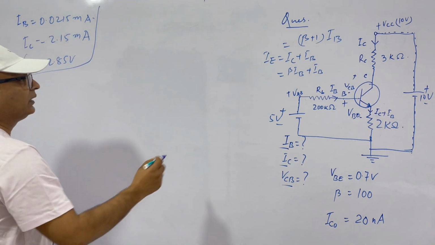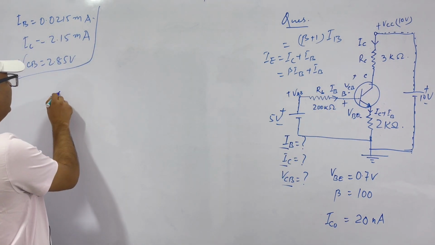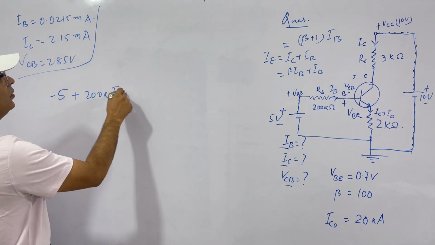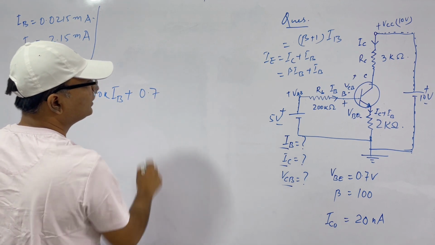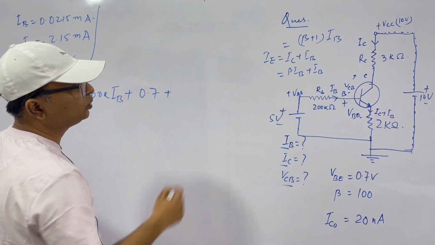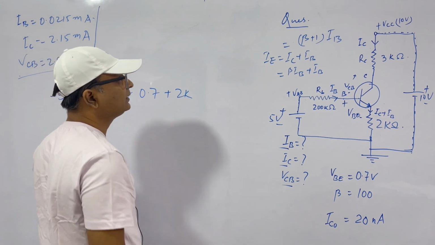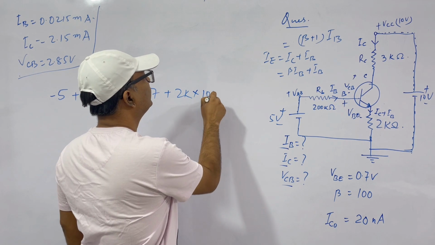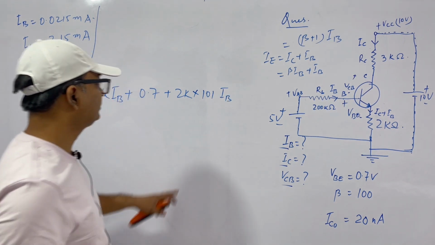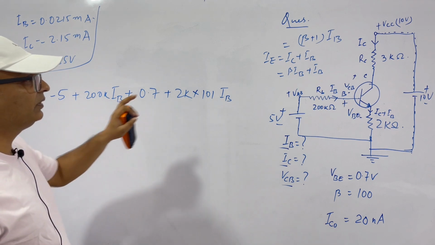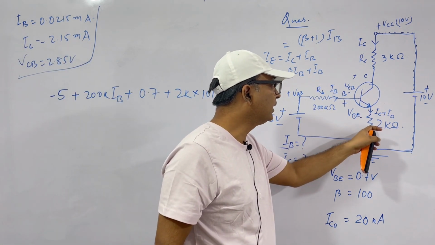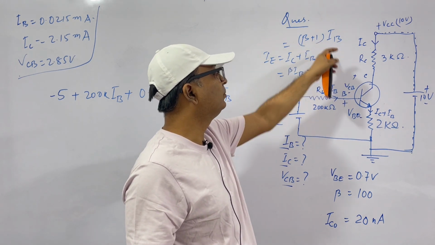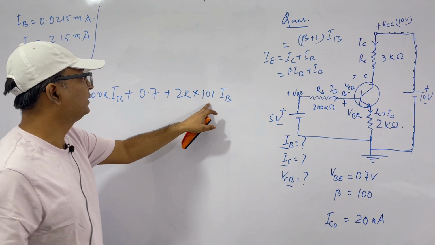So let's do it again. This is minus 5 plus 200k into IB. Here we have current IB plus VBE, that is 0.7 volts, and plus (IC plus IB) into 2 kilo ohms. So 2 kilo ohms into (IC plus IB), which is equal to this one, (beta plus 1), that is 101 IB. Clear? No confusion? We have calculated that this emitter current is IC plus IB, but IC is beta IB, so this is (beta plus 1) IB, and beta is given 100, so 101 IB, that we have written here.